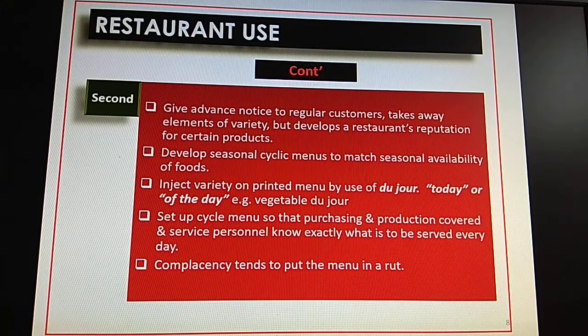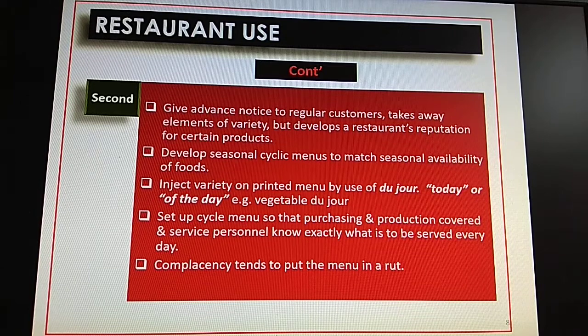And then continuing from the second factor, it gives advance notice to regular customers, takes away elements of variety, but develops a restaurant's reputation for certain products. In other words, when we are producing daily specials using a cycle menu, we already show the kind of items that we are offering for sale. So it takes away any element of variety, showing customers that these are the things we are offering. But at the same time, it develops a restaurant's reputation for certain products if the product is good.